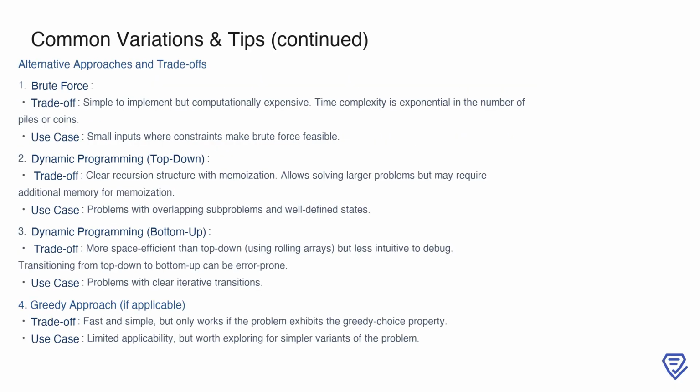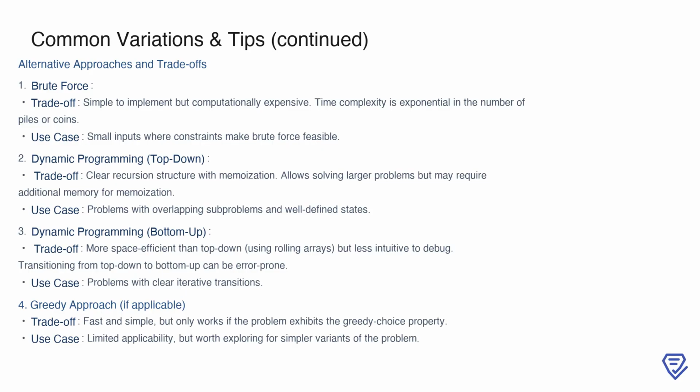Finally, let's discuss some alternative approaches and the trade-offs involved. A brute force approach is the simplest to implement but has exponential time complexity, making it suitable only for small inputs where constraints allow. Dynamic programming, on the other hand, can be implemented in two ways. The top-down approach, which uses recursion with memoization, is intuitive and works well for larger problems, but it may require additional memory. Bottom-up dynamic programming, while more space-efficient, especially with rolling arrays, can be less intuitive and harder to debug.